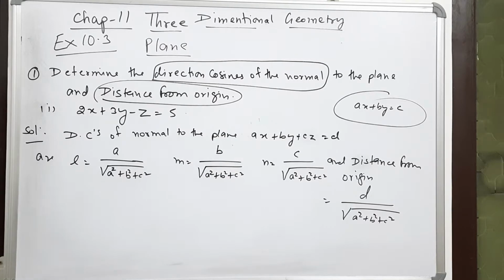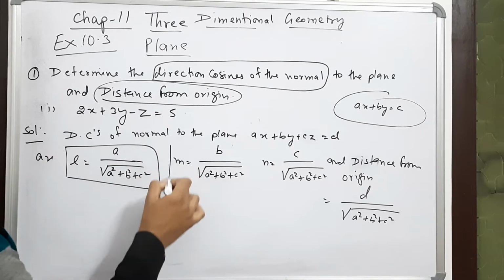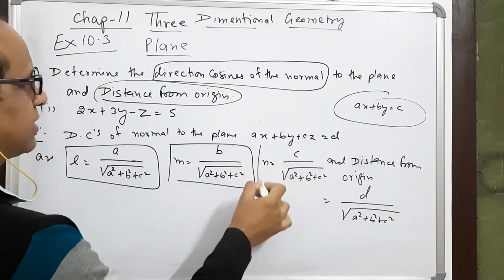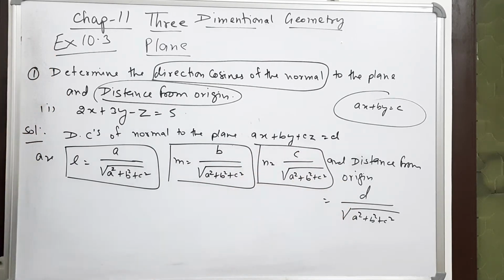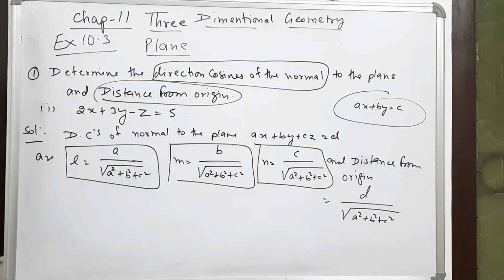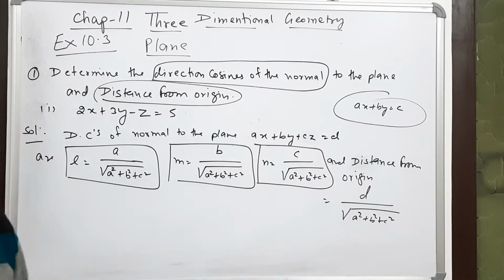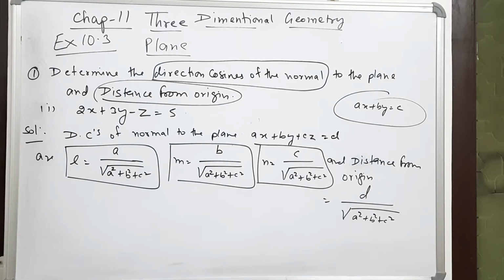Now we have to find the direction cosines of the normal. So these are the formulas: l equals, m equals and n equals. These formulas are not new for you, because when a, b, c are the direction ratios, then these are the formulas used for calculating the direction cosines that we already read. And this is the formula to find the distance of the plane from the origin.